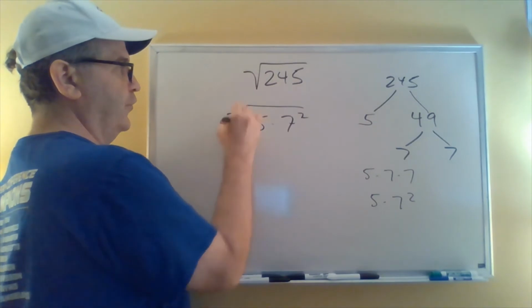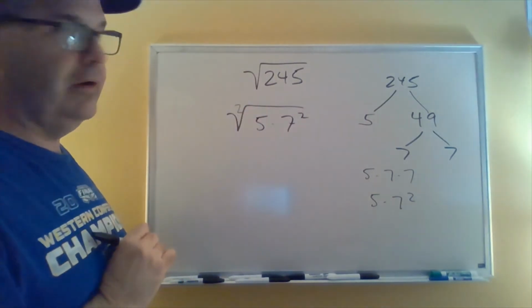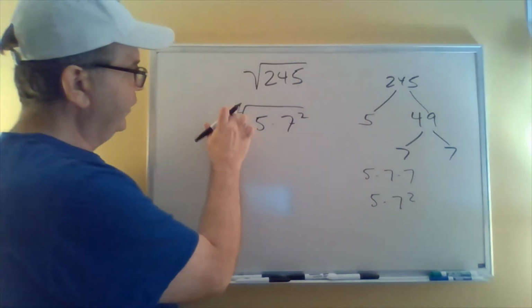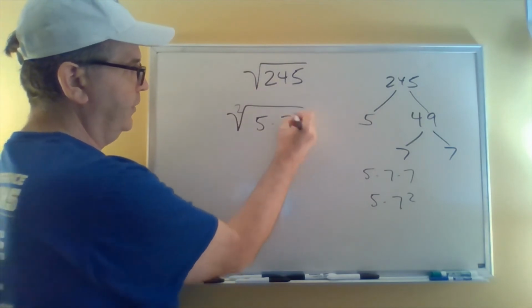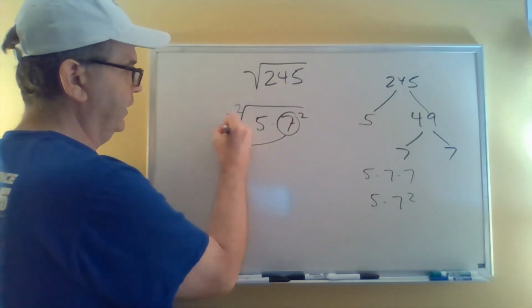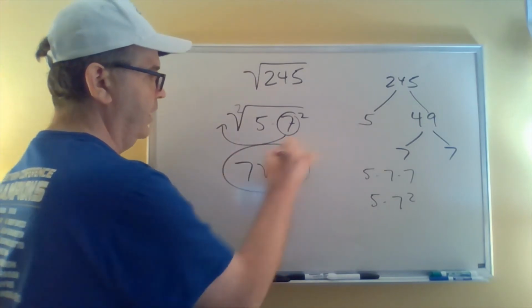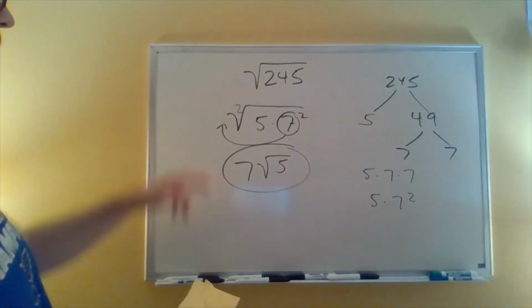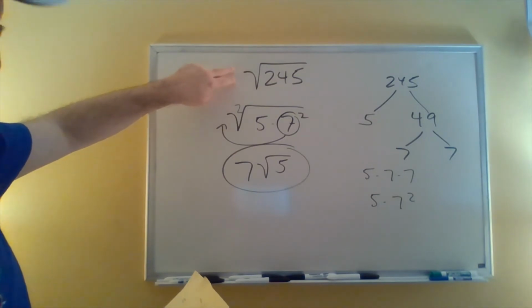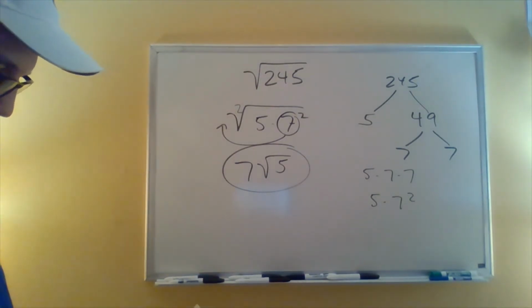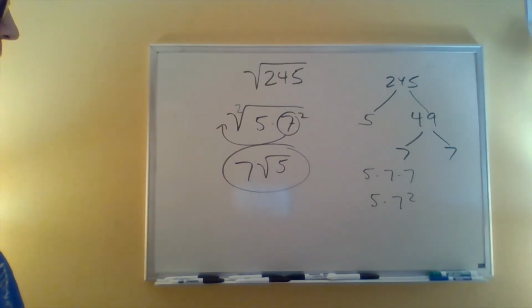And remember, I'm taking a square root, so I have that square up here as well. So anytime this number out here matches my exponent, I can pull my base out front. So I'm going to end up with 7 square root of 5. And that is my simplified radical. So if I'm simplifying the radical of 245, I end up with 7 times the square root of 5.